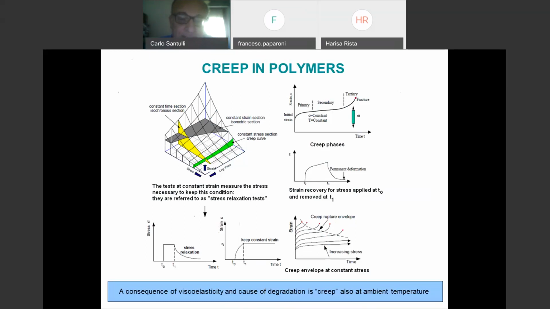So you do some tests, the so-called stress relaxation tests. So in practical terms, you apply a strain and you measure the stress which is necessary to keep the strain. At a certain point, you may get a fracture or not, depending on the situation of the envelope, depending on what is the stress necessary to keep this condition, and depending also, of course, on the stress.